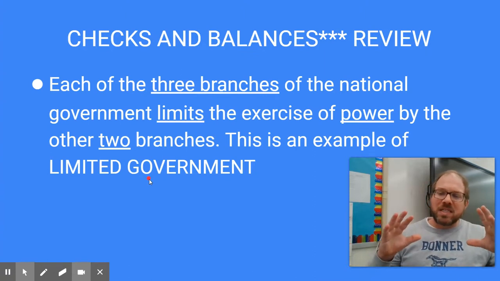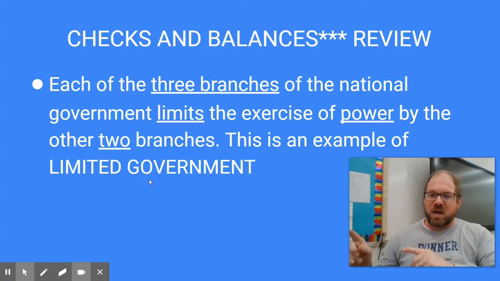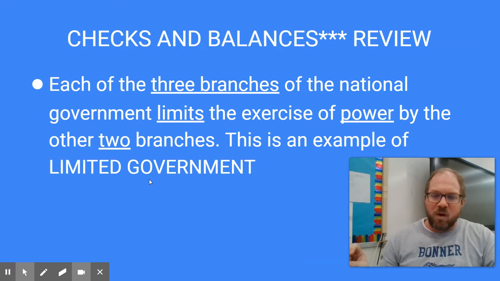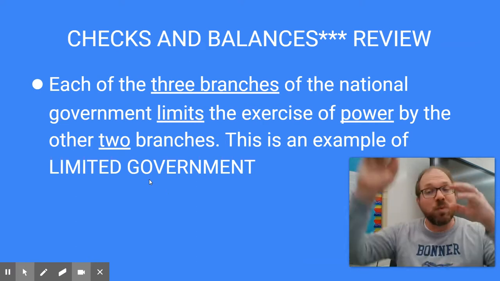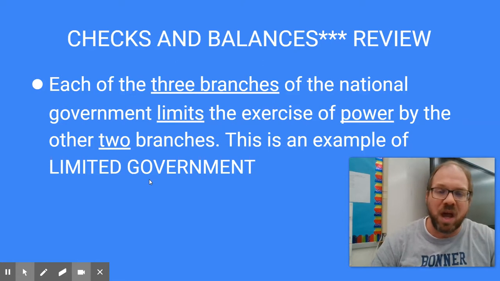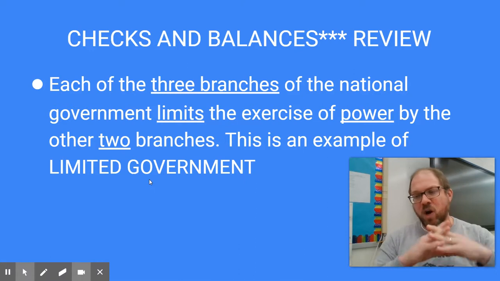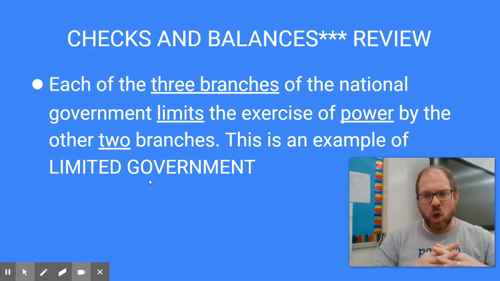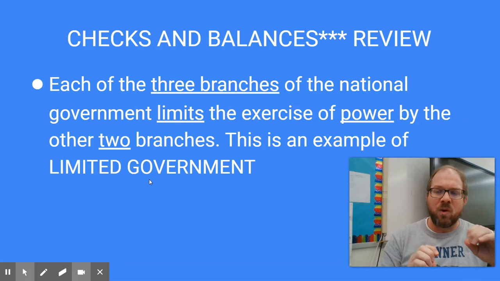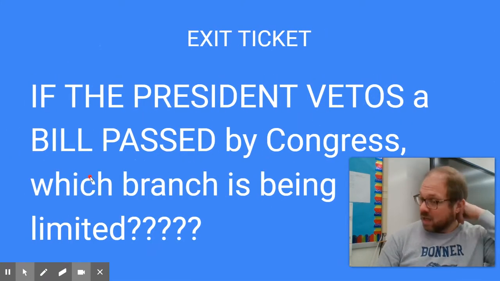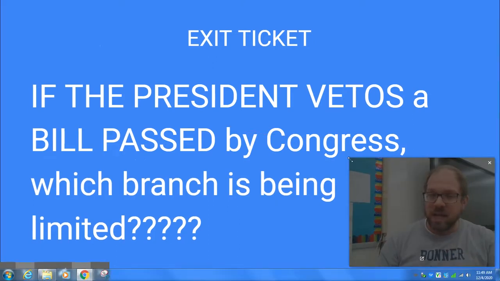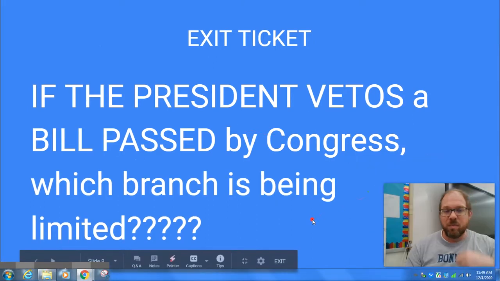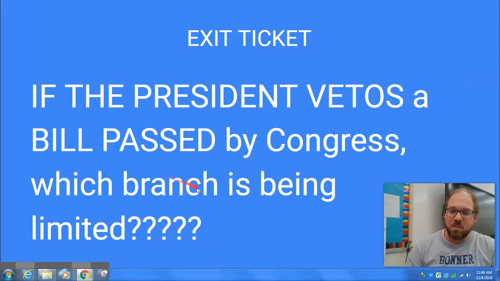So to sum all this up, each of the three branches of the national government limits the exercise of power by the other two branches. We just went over all the different ways that they can do this, okay? This is an example of limited government. It just means we limit the power of our government, okay, so they won't abuse their power or take away the rights of the citizens. That concludes my lesson on checks and balances. What you see here will be your exit ticket today. If the president vetoes a bill passed by Congress, which branch is being limited?